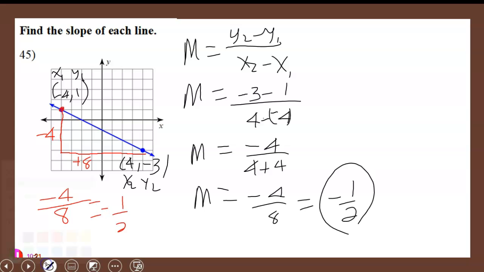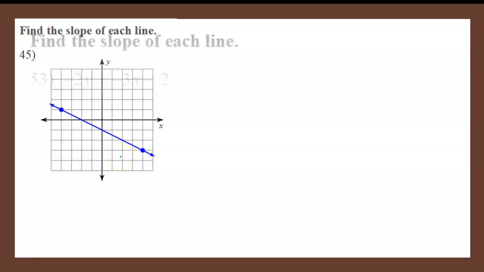If we wanted to go this side, it's the same thing. We're going to go up 1, 2, 3, 4, +4, we go left 1, 2, 3, 4, 5, 6, 7, 8. We go left -8. Either way, you get -1/2. The slope will be the same. But be careful though, if the numbers on the coordinate grid are not by 1, if they are by 2 or 3 or 4, you want to make sure you consider that.